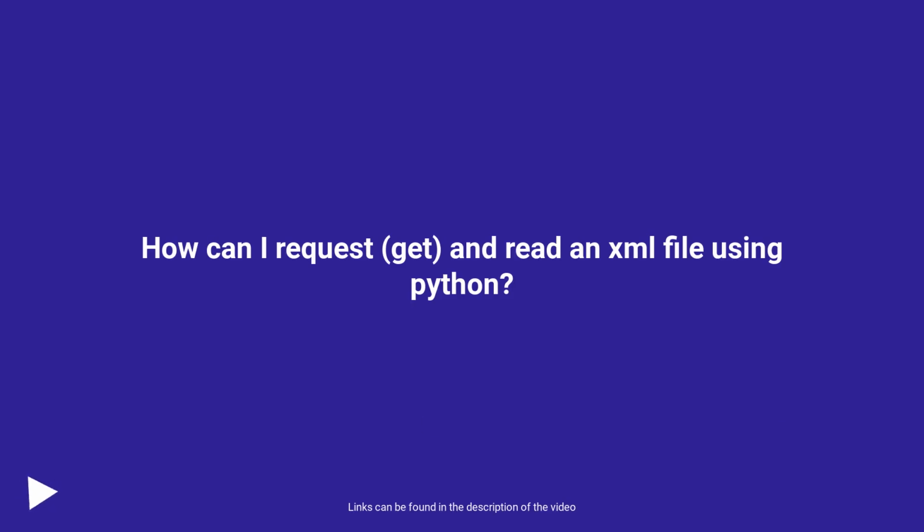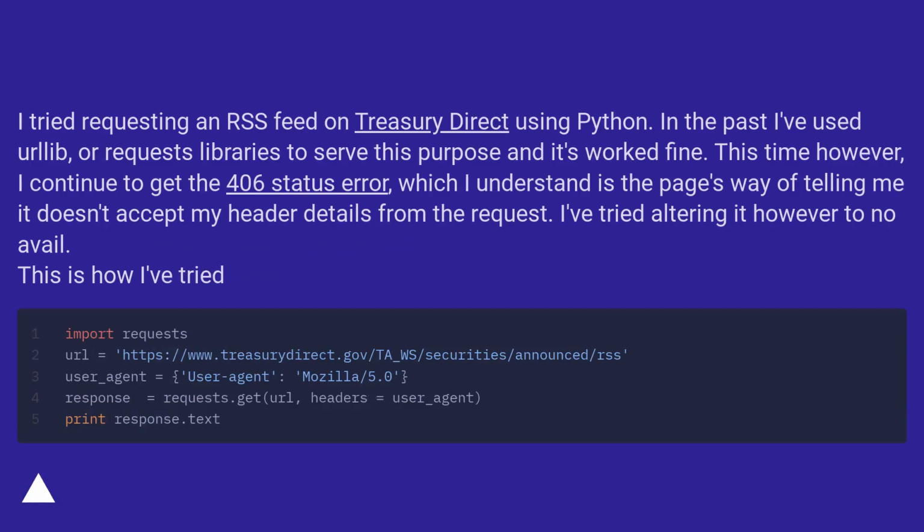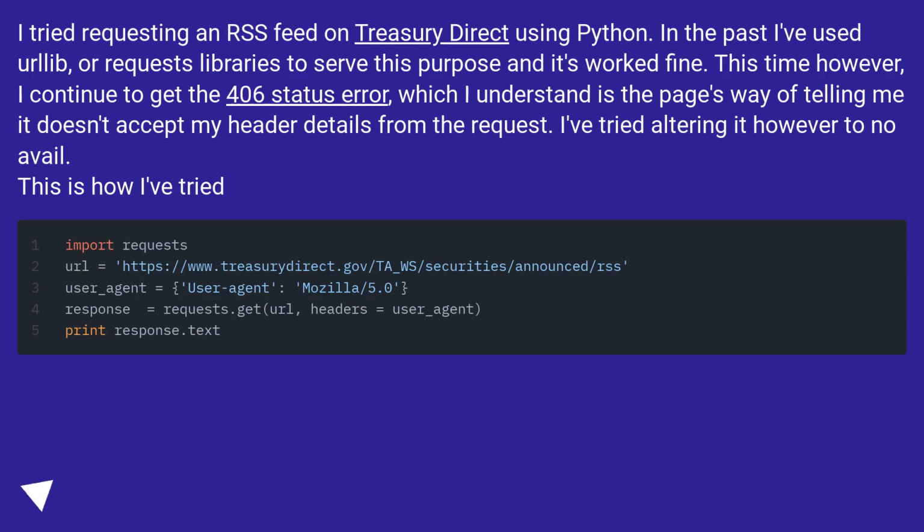How can I request, get, and read an XML file using Python? I tried requesting an RSS feed on Treasury Direct using Python. In the past I've used urllib or requests libraries to serve this purpose, and it's worked fine.